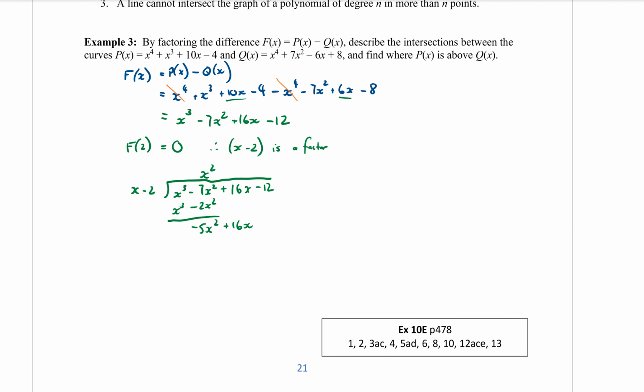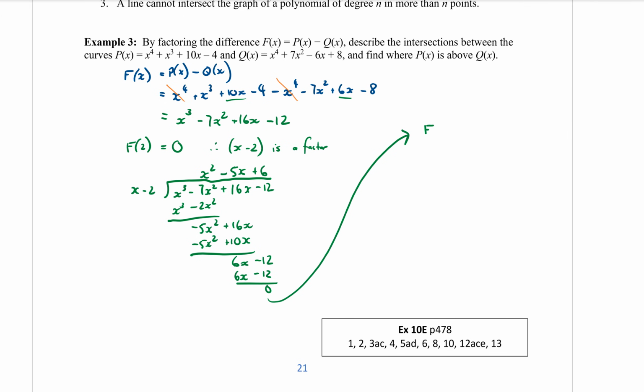Minus 5x squared divided by x is minus 5x, and times it back out. Minus 5x times minus 2 makes plus 10x. Subtract. First ones cancel. 16 take away 10 is 6x. Bring down the minus 12. 6x divided by x is a plus 6. Timesing it out, I get 6x minus 12. So I finally get, I'm going to draw it over here.